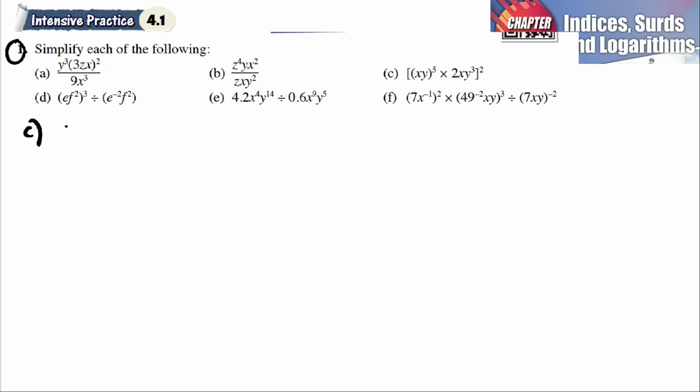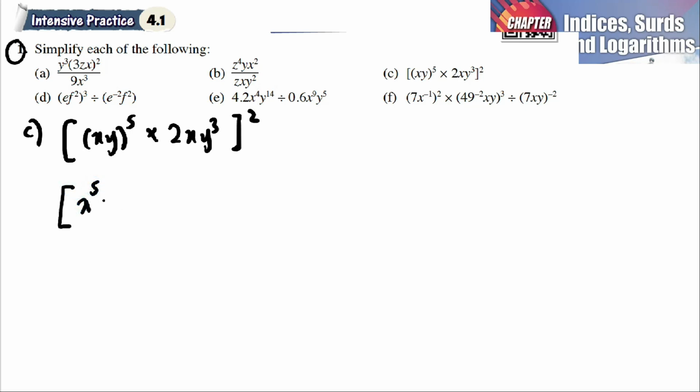C. So here we have x y power of 5 times 2x y cubed power of 2. So we see here what we do. This one in the bracket, you can expand, x power of 5, we get x power of 5, y power of 5, times 2 x y power of 3 squared. So you can actually combine the same terms. So here we have 2, right? The same unknown. So x here is power of 5, x power of 5 times x, this one is actually power of 1.